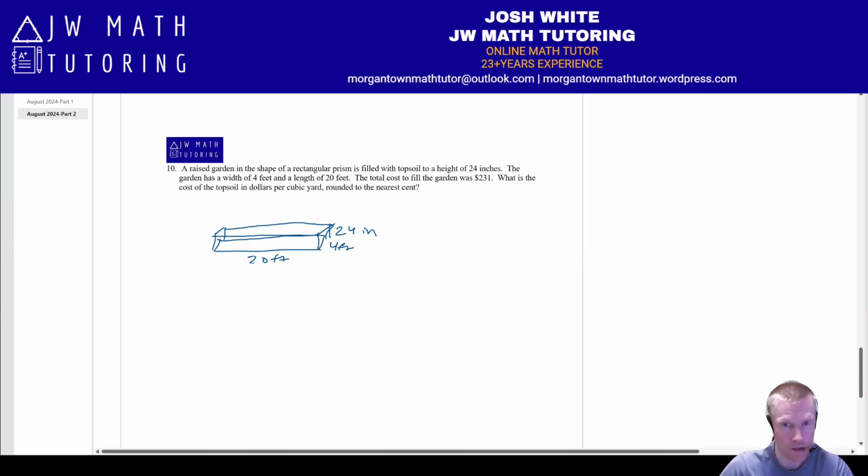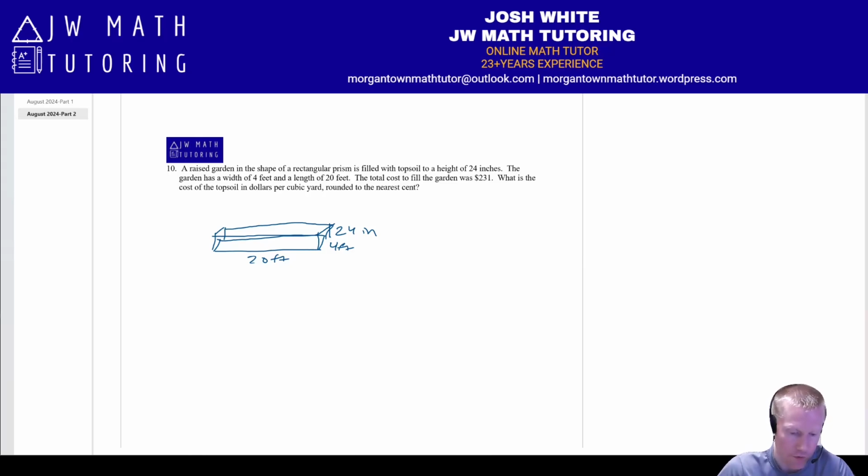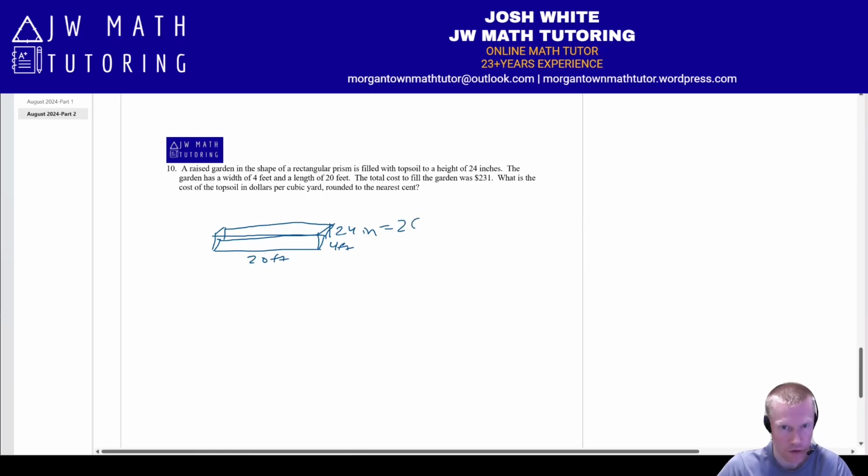And we're given a total cost to fill this, and they want to know the overall cost in terms of dollars per cubic yard. Okay, so there's a couple things going on here. First, we need to find the total volume of this prism, but we need everything to be in the same unit. So what I did first is I converted the 24 inches to just 2 feet.